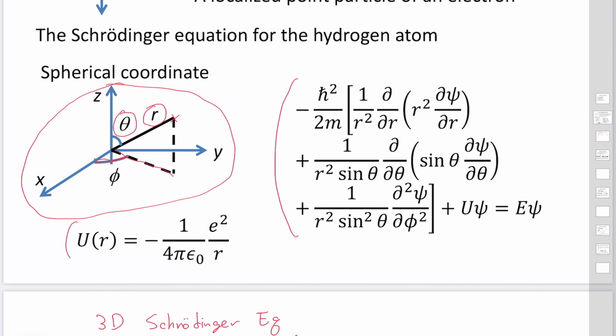And the potential is expressed as the Coulomb potential between the nucleus and the electron. The nucleus is actually a proton, located at the center. So this is the Coulomb potential between the proton and the electron.